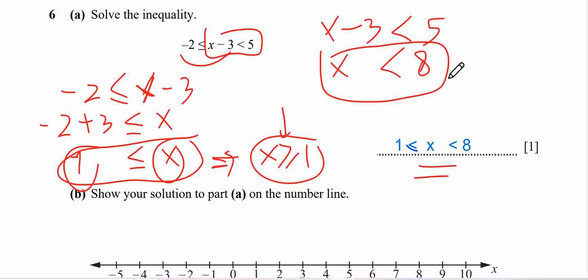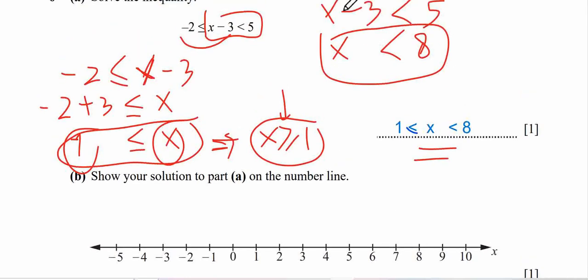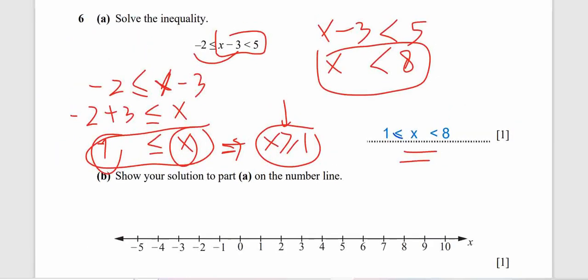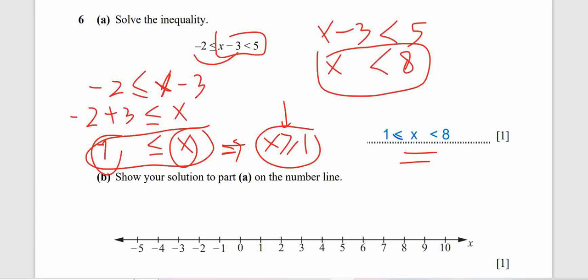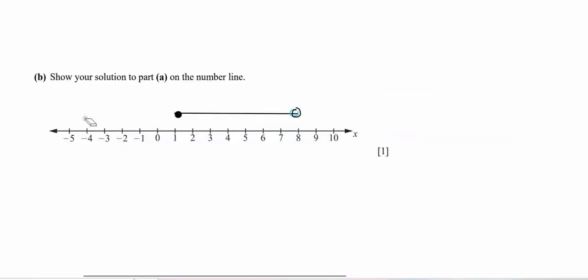Now, second question, 6b. Show your solution to part A on the number line. 10 seconds from now. 10, 9, 8, 7, 6, 5, 4, 3, 2, 1. So let's review the answer. So here's our solution. From 1 we put the black dot because there's an equal sign, and at 8 we put the empty dot.